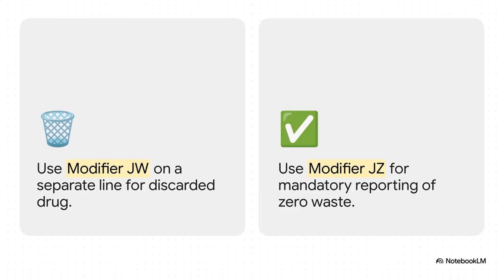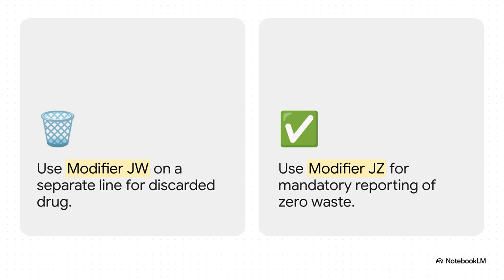Well, the solution is like a 2-part puzzle. It requires 2 separate lines. The administered line gets 4 units billed, right, representing that 40 milligrams. Then, on a completely separate line, you report that wasted 10 milligrams as 1 unit, and you absolutely must attach modifier JW to flag it as discarded drug.